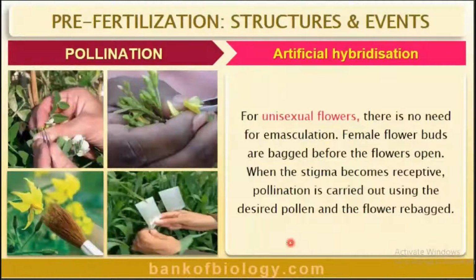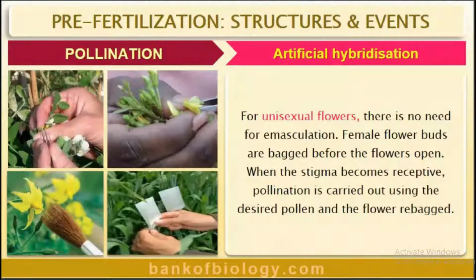What about if the flower is a unisexual flower? Yes, there is no need of emasculation. Female flower buds are bagged before the flowers open. When the stigma becomes receptive, pollination is carried out using the desired pollen and the flower is rebagged.